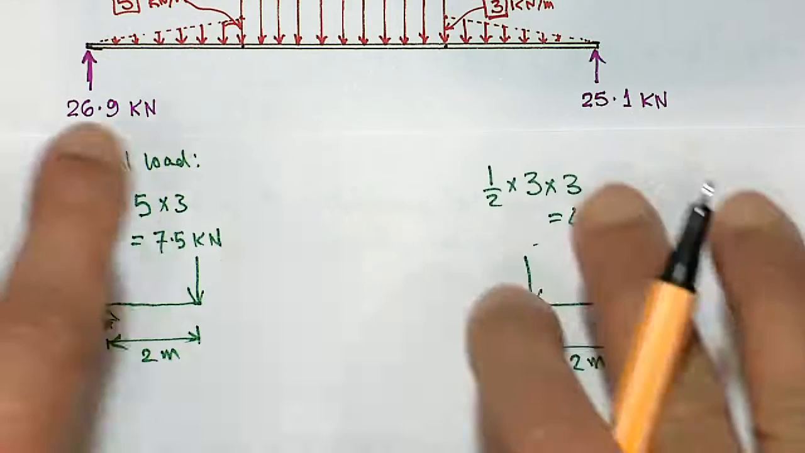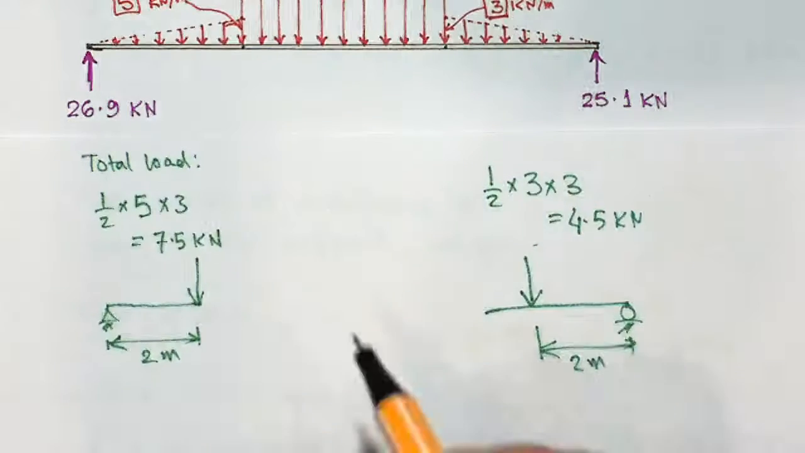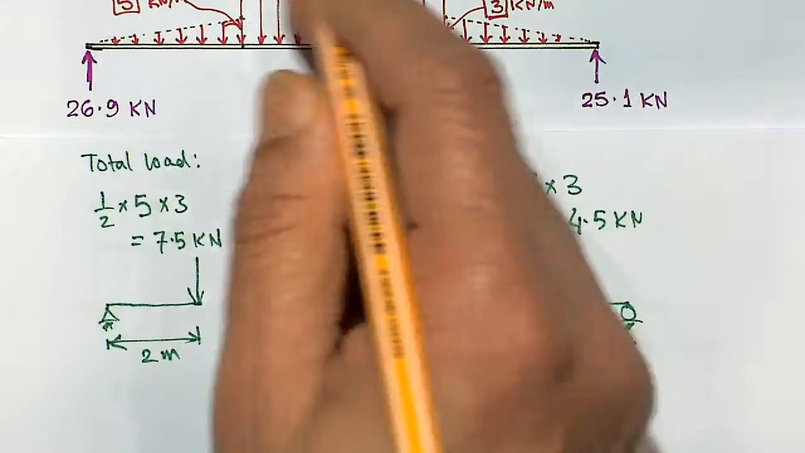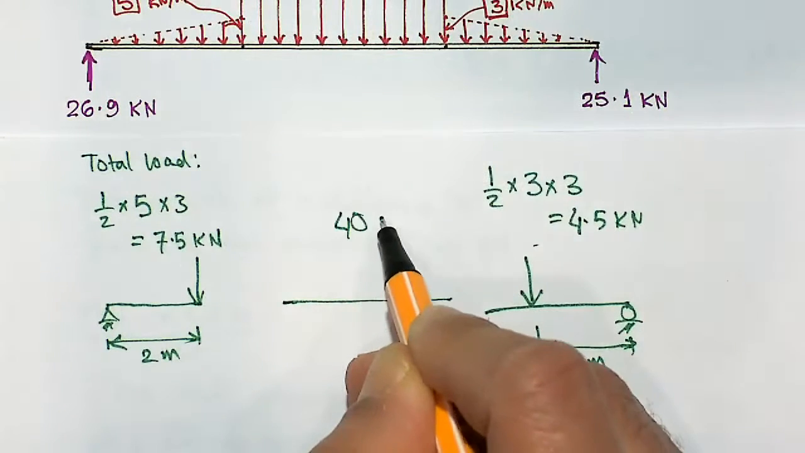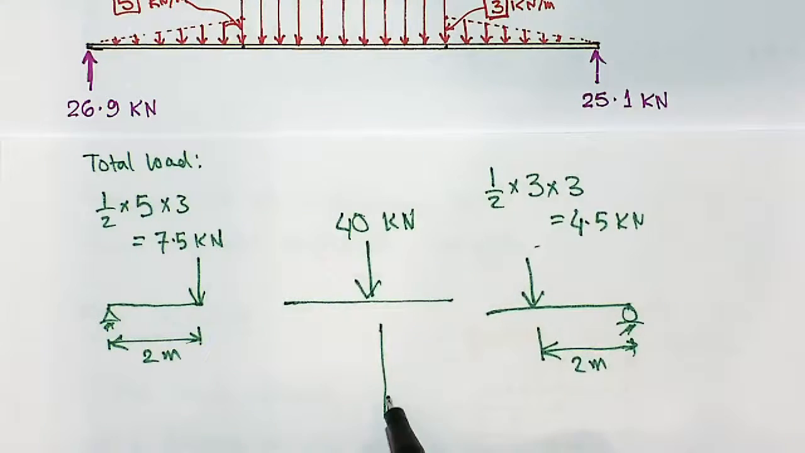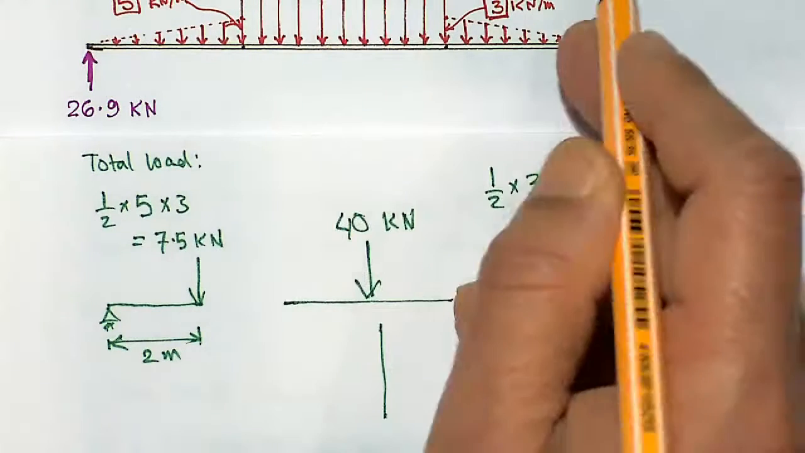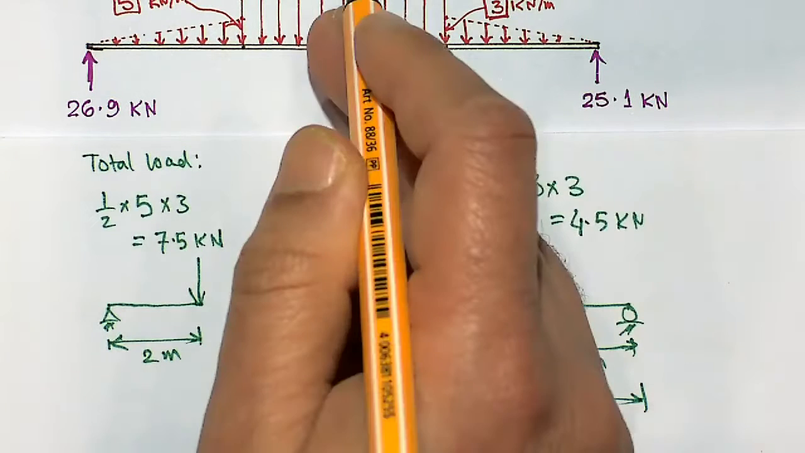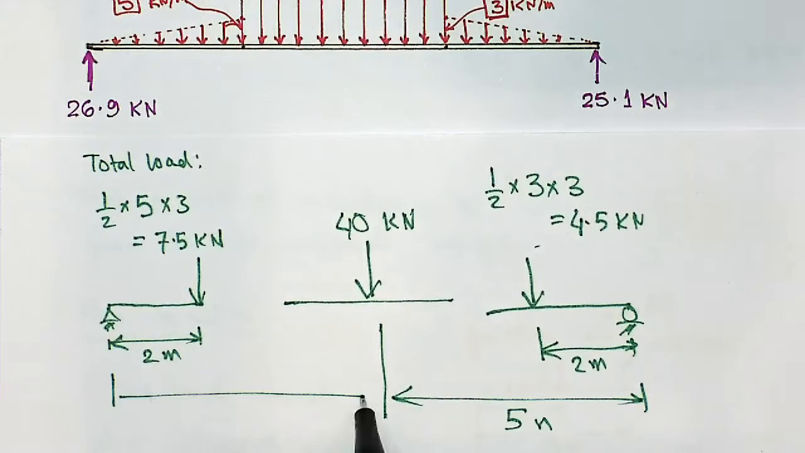So if you take these two, and you know the middle load, the total load is 4 times 10, which is 40 kilonewton, and that will act here, which is half of 2 plus 3, so 5 meter from the left hand support, and also 5 meter from the right hand support. That's where this middle 40 kilonewton would act.